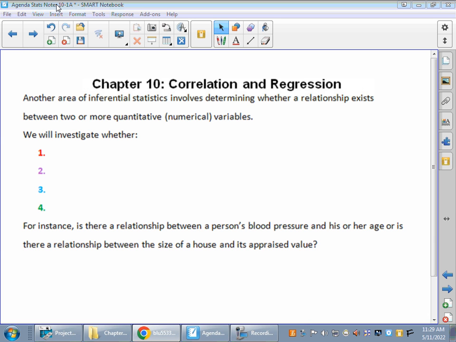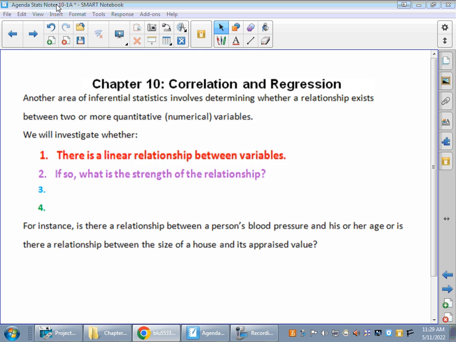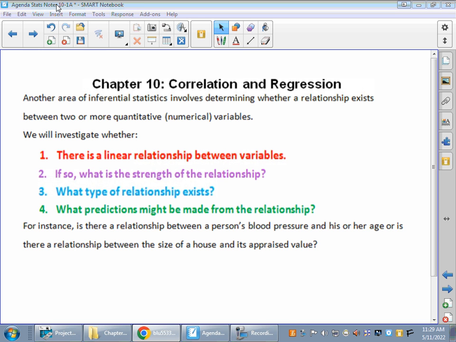In general, another area of inferential statistics involves determining whether a relationship exists between two or more quantitative variables. We are going to investigate whether there's a linear relationship between variables. If so, what is the strength? Is it a weak negative relationship, something like that? What type of relationship exists? And what predictions can we make? So we're going to do some extrapolation.